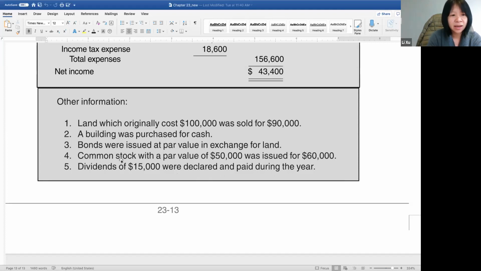Next one, they have common stocks. They said they were issued at a par value of 50,000, but you get 60,000 down for it, okay? And also, there's dividends. Every time you see dividends, if they are paid, you know this is cash from financing activity, okay?